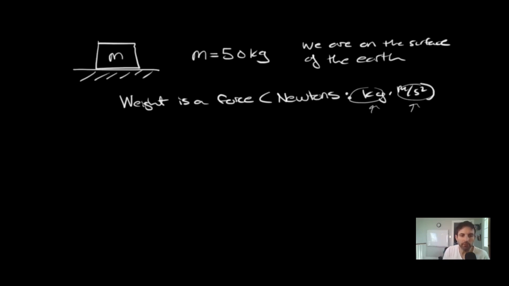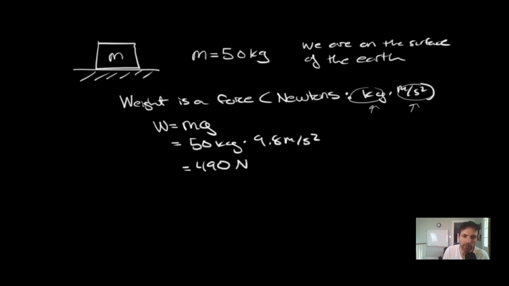So if we take 50 kilograms, weight is going to equal the mass times the gravity, which is equal to 50 kilograms times 9.8 meters per second squared, right? 50 times 9.8 is 490 newtons, right? Kilograms times meters per second squared.